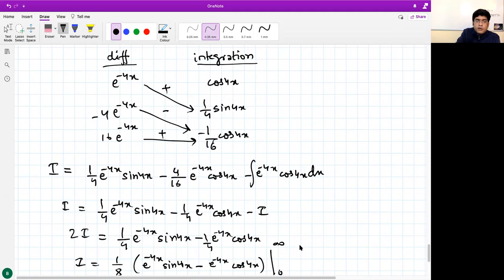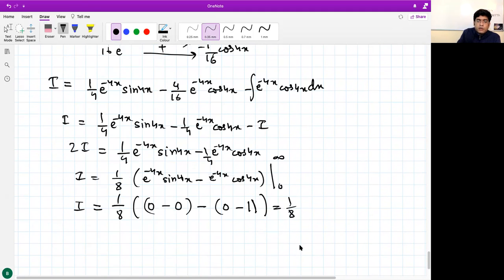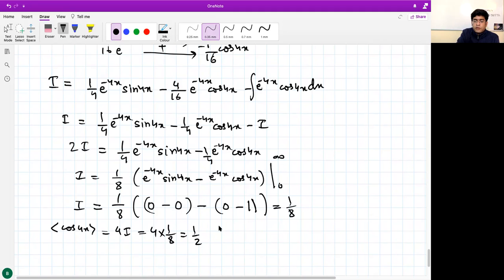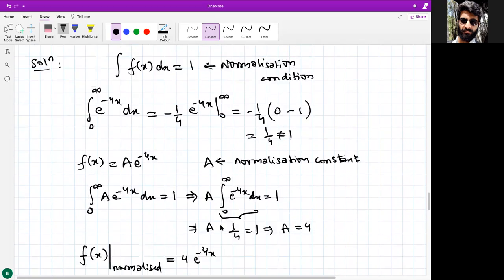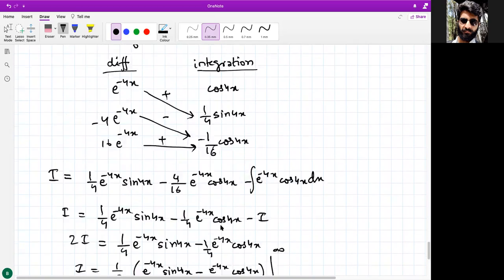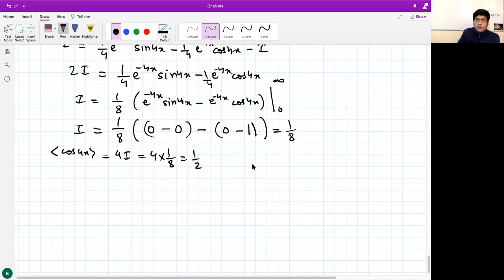Now the integral was 4i. This is cos 4x. This is equal to 4i, which is 4 into 1 by 8. This is 1 by 2. So there was a calculation mistake there. So this is the answer. Which option is it? I think it was B. So the correct option is B.